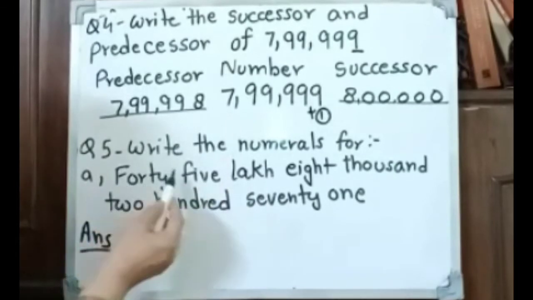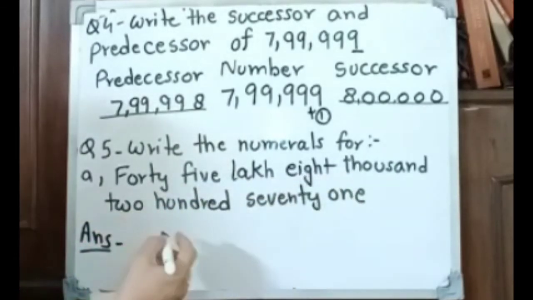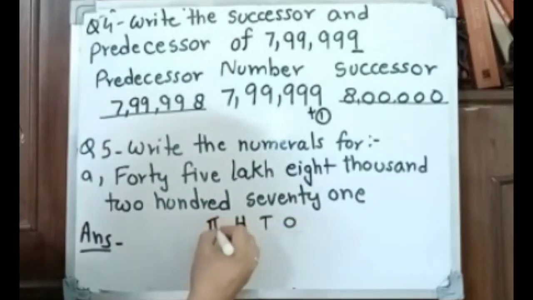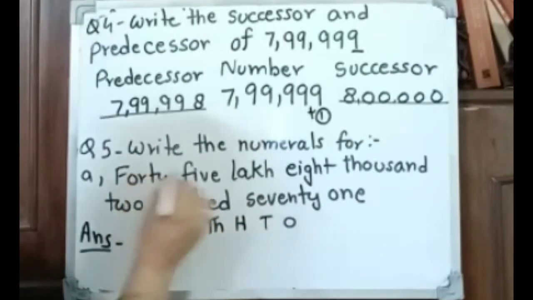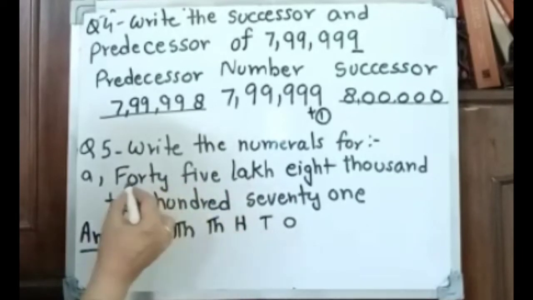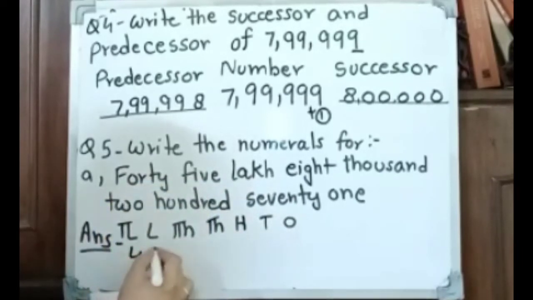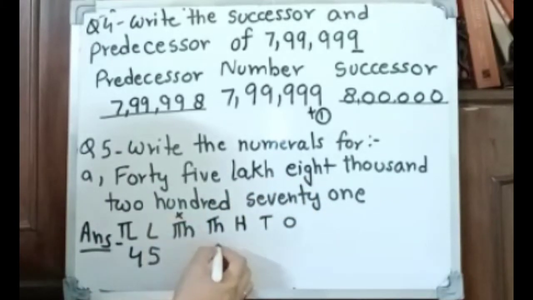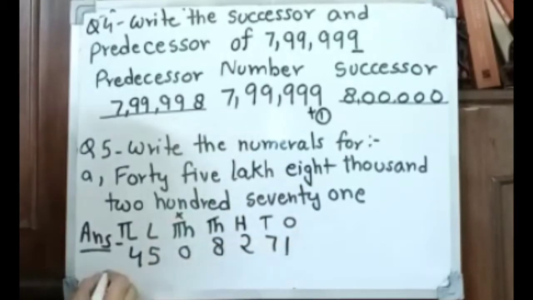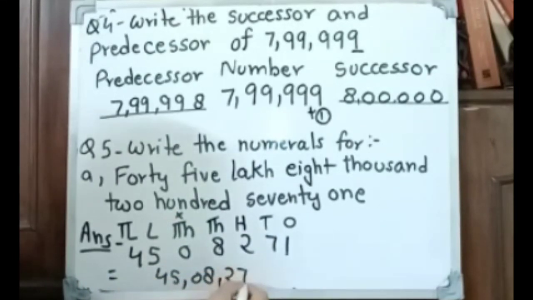Write the numerals for 45 lakh 8,271. For this, first you put it like ones, tens, 100, 1000, 10,000. 45 lakh. Lakh, 10 lakh. So come here, lakhs place. 45 lakh. 8,000. No number here. No number here. 8,271. So the answer is 45 lakh 8,271.